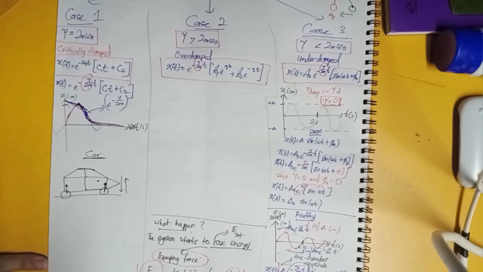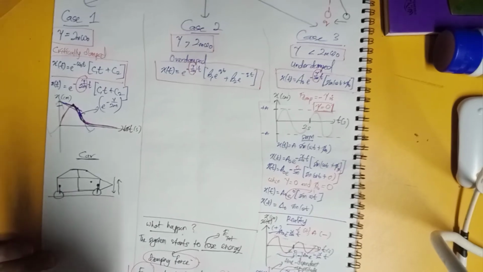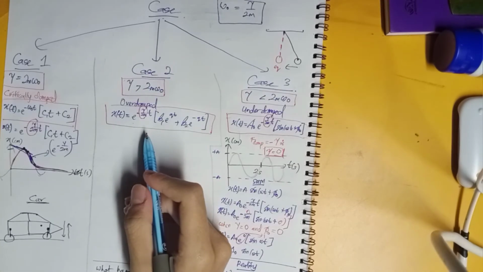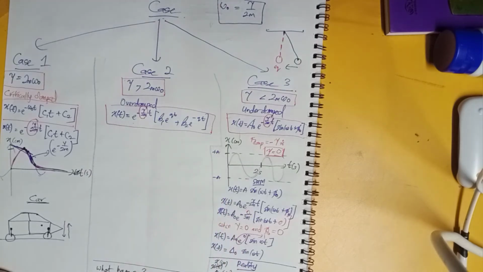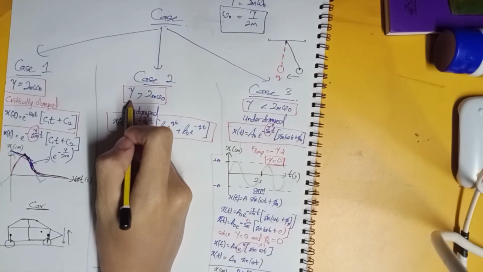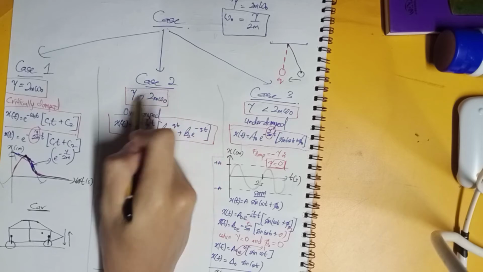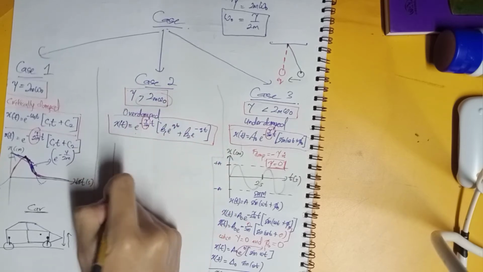I think that's clear enough. Now let's move on to the overdamped system. For the overdamped system, we know that the damping constant is more than the quantity needed here. So here we have the graph right here.